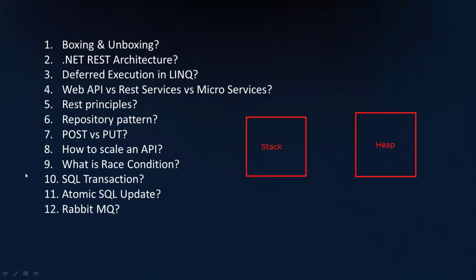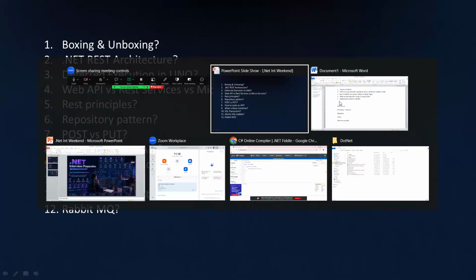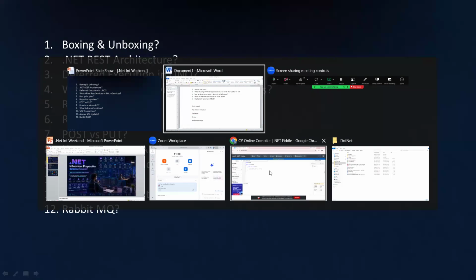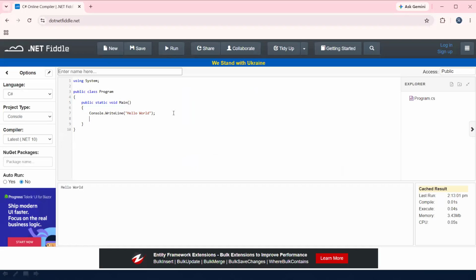Do you know ArrayList? Everyone, please unmute yourself, I will make it interactive. So I'm just opening the fiddler. In the interview, they can ask you to open the fiddler and answer. So, do you know ArrayList?